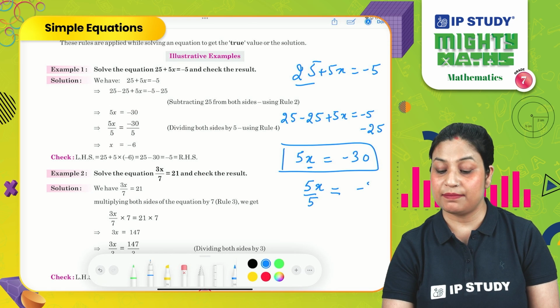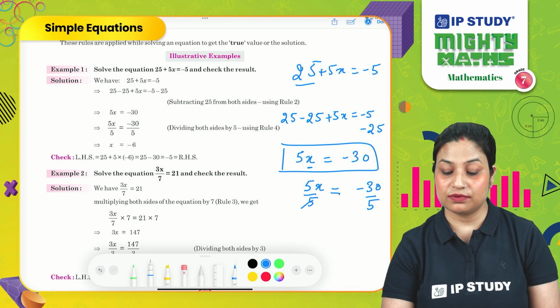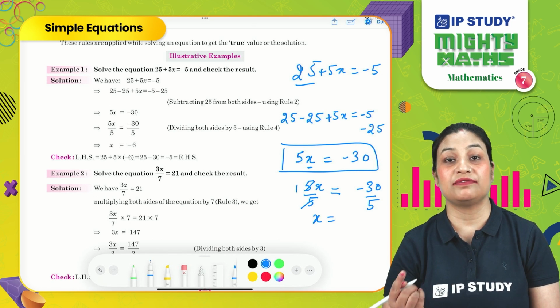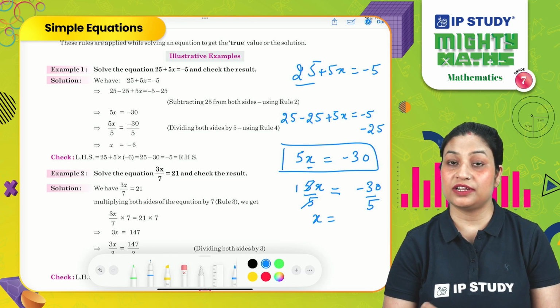In the same way, minus 30 divided by 5, right? So 5 ones are 5. So I'll write x over here because only x is left. Any number multiplied with 1, we know that we get the same number. That is, I'm writing x over here. So we are left with x only on the left hand side.